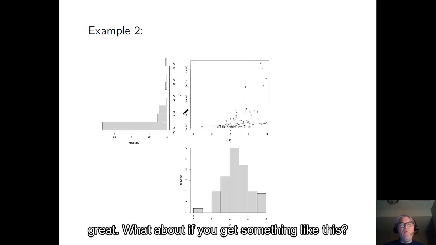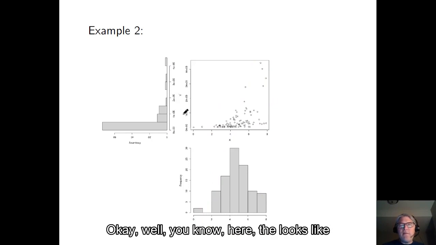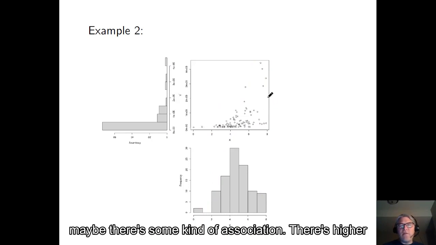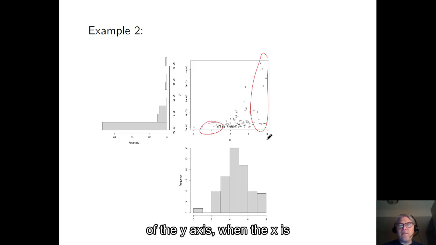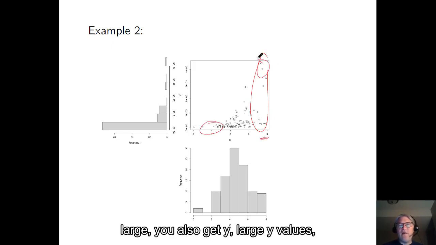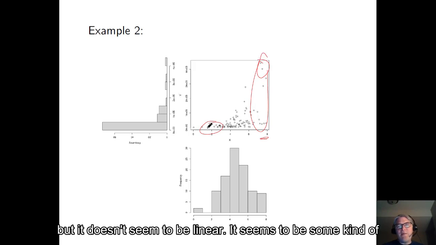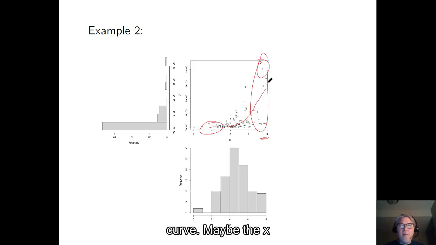So that's great. What about if you get something like this? Okay, well, here it looks like maybe there's some kind of association. There's higher values here than there are over here in terms of the y-axis. When the x is large, you also get large y values. But it doesn't seem to be linear. It seems to be some kind of curve maybe.